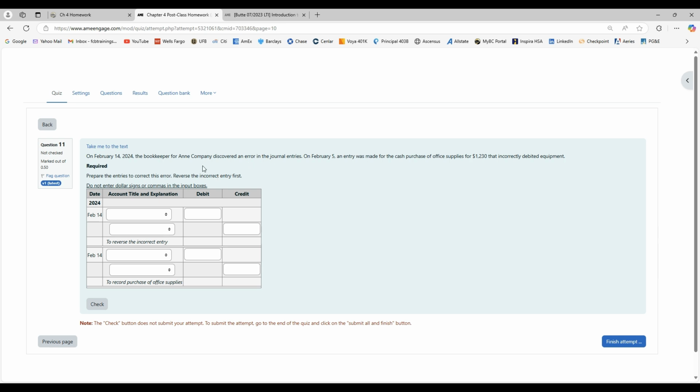Okay, let's finish one more. Actually, I think I'll let you work on this one. It's extremely similar to the last problem we just had. What you want to do is reverse that original incorrect entry and then book your correct entry. In this instance, instead of debiting office supplies expense, we debited equipment. So you're going to want to reverse that original entry, which debited equipment. You're going to want to credit equipment, and then book the entry, which is going to debit, I want to say, office supplies expense instead of the asset of equipment.